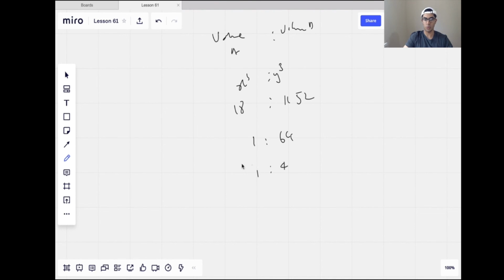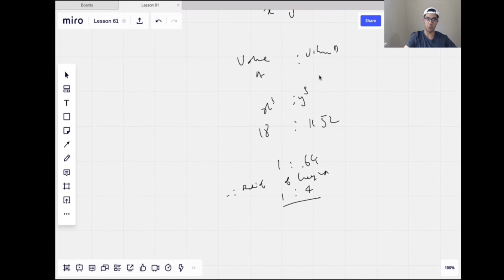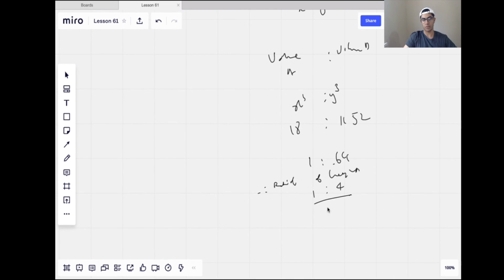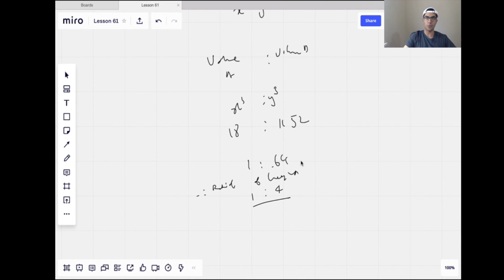Therefore, the ratio of heights is 1 to 4. They've asked us for height A to height B, and we've done volume A to volume B, so it's in the correct order. So it's 1 to 4, that's our answer. Hopefully that all made sense. There was a bit talked about in this video.